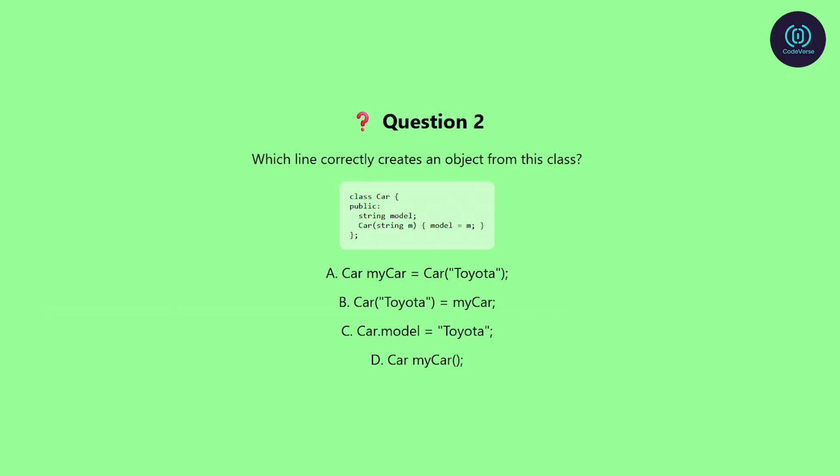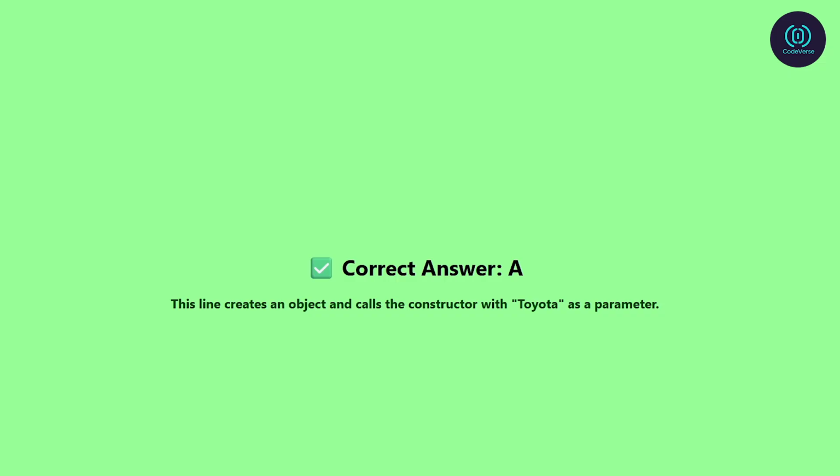Question 2. Which line correctly creates an object from this class? class Car { public: string model; Car(string m) { model = m; } }; A. Car myCar = Car("Toyota"); B. Car("Toyota") = myCar; C. Car.model = "Toyota"; D. Car myCar. Correct answer, A. This line creates an object and calls the constructor with "Toyota" as a parameter.